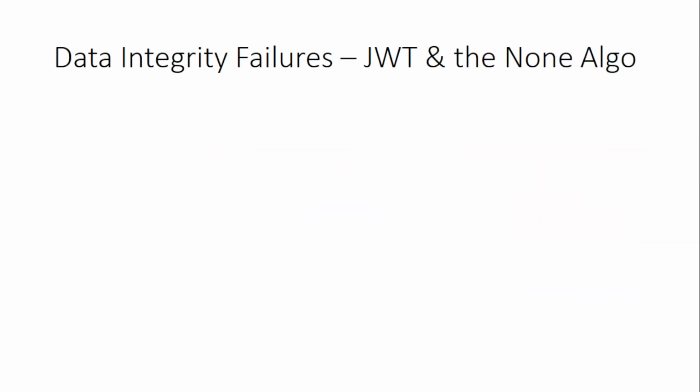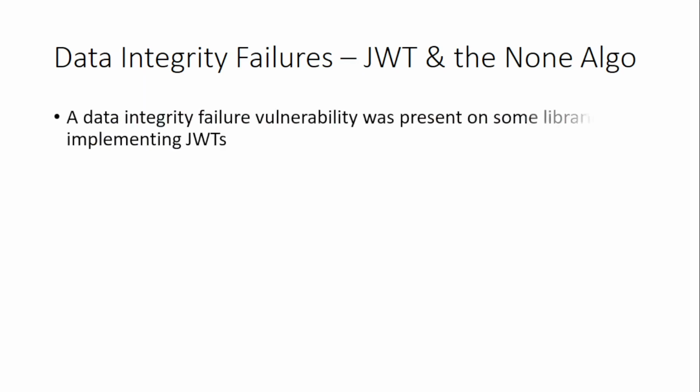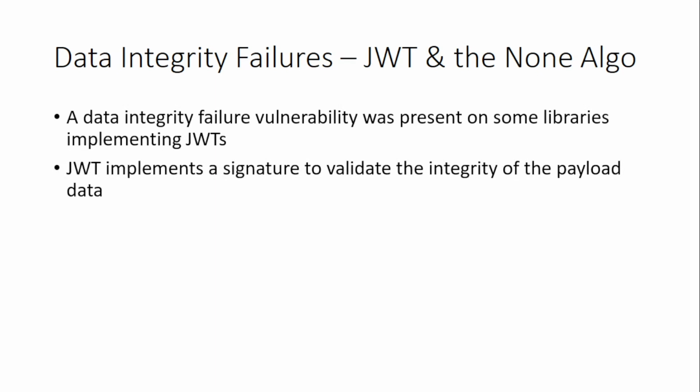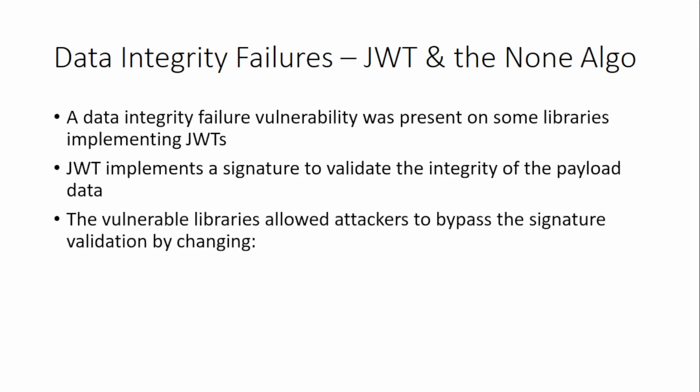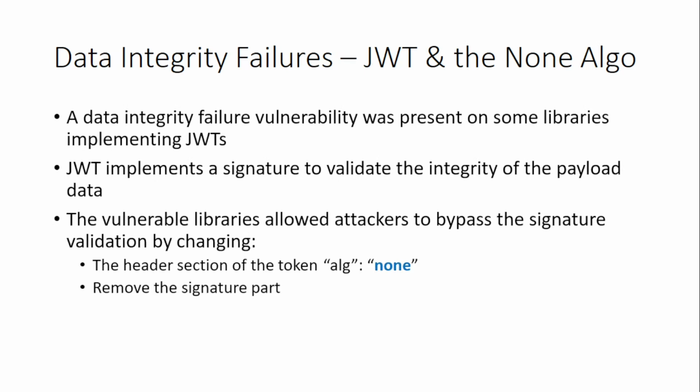So the problem is a data integrity failure vulnerability was present on some libraries implementing the JSON Web Tokens. And we've talked about the fact that JWT implements a signature to validate the integrity of the payload data. However, the vulnerable libraries allowed attackers to bypass the signature validation by changing the algorithm in the header section of the token, alg, to none, and then removing the signature part.